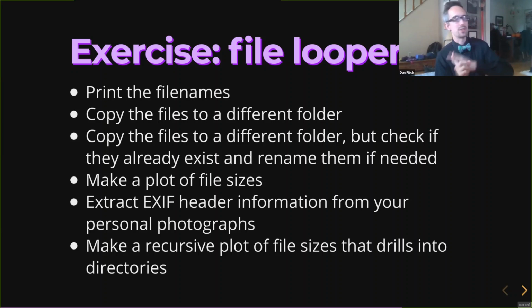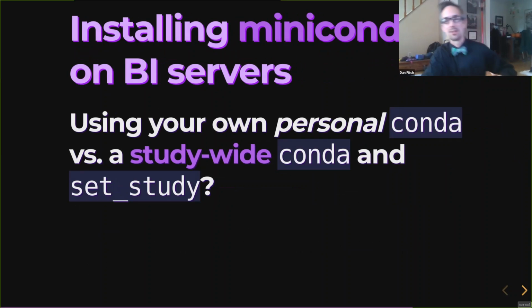You could do fancier things like copy the files to a specific folder. You could do an even fancier thing where you check to see if the file already exists where you're copying. You can make a plot of the file sizes. That might be interesting. You could extract the EXIF header information from JPEGs and show that, or do some other crazy thing. We didn't have time, but if you feel like exploring in free time, those are just some ideas of jumping off points for learning simple Python directory looping.